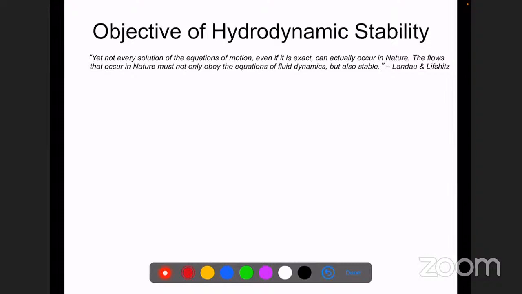So in other cases, you would derive these solutions using a numerical approach. But the question is whether it's a solution that has been derived analytically or numerically, would such a solution be observable in nature? And that's the question which hydrodynamic stability attempts to answer. Even though you might have a mathematical solution to the governing Navier-Stokes equation, it may not necessarily occur in nature. And whether they occur or do not occur in nature has to do with whether these are stable or unstable solutions.